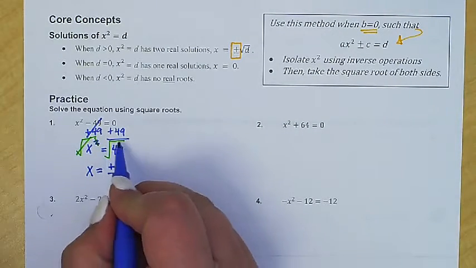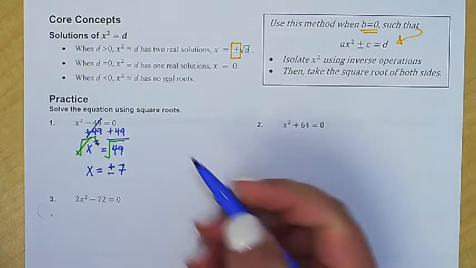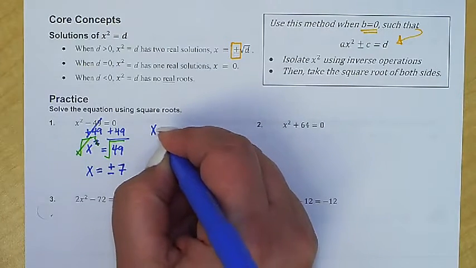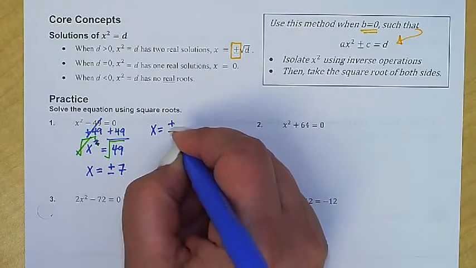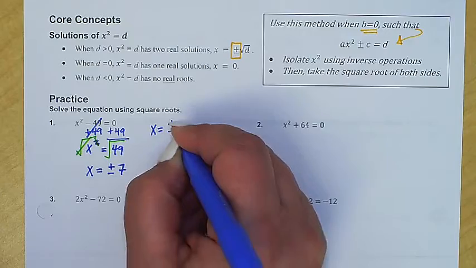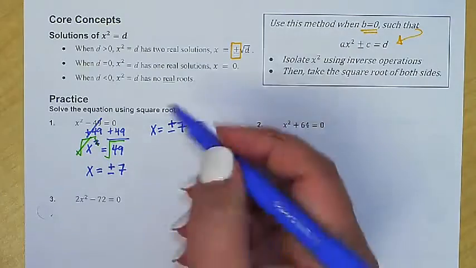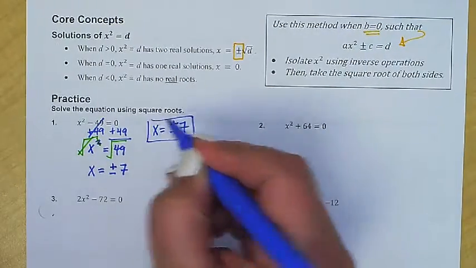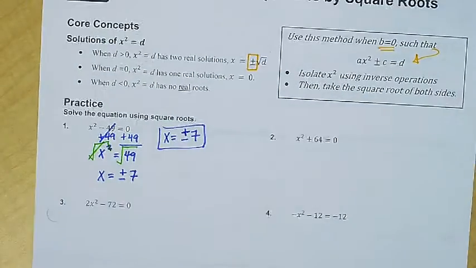So make sure that when you take the square root of that positive, you give both roots. So our answer is that x is equal to 7 and negative 7, or if you want to write them together, you can do this plus or minus, but make sure that you do include that. Okay, let's try the next one.